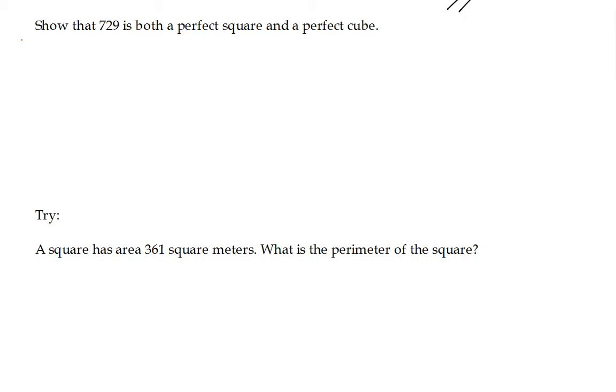Show that 729 is both a perfect square and a perfect cube. What do you think we have to do? Could you just square root and cube root it with the calculator? You could, but that's not a beautiful thing. It's not really showing anything. It's just, can I plug into a calculator? So everybody take the square root and the cube root of 729. What do you get?